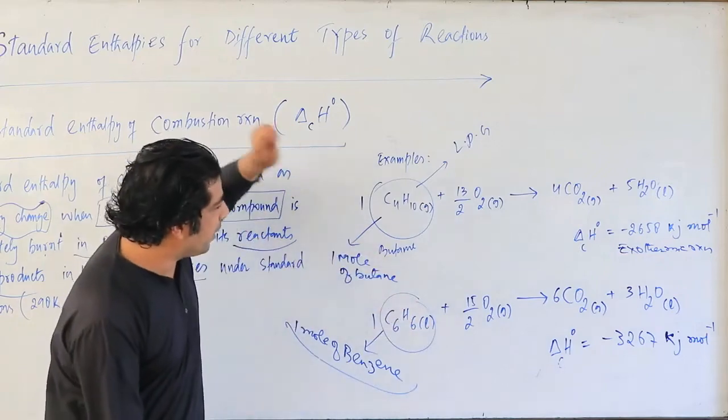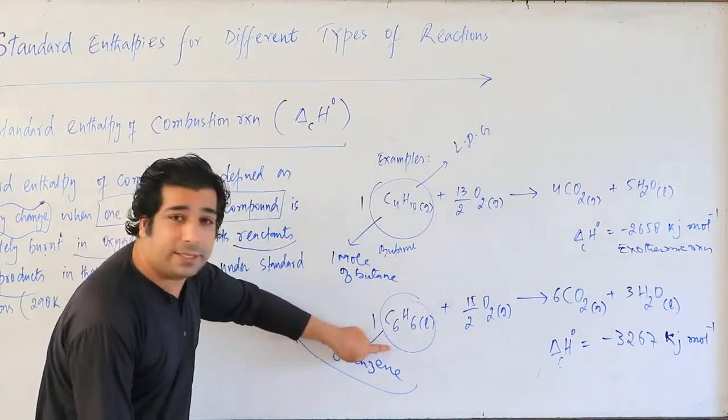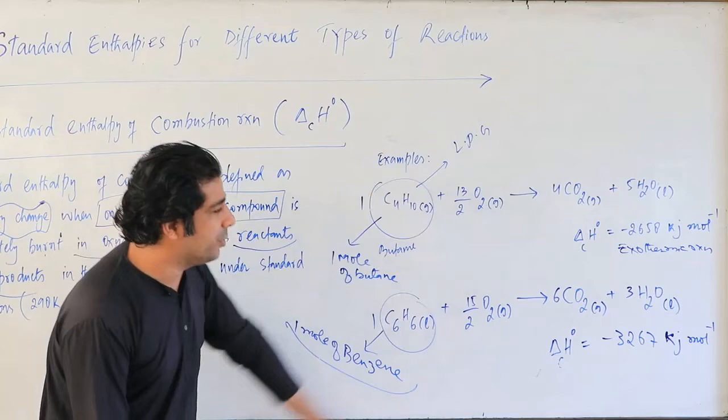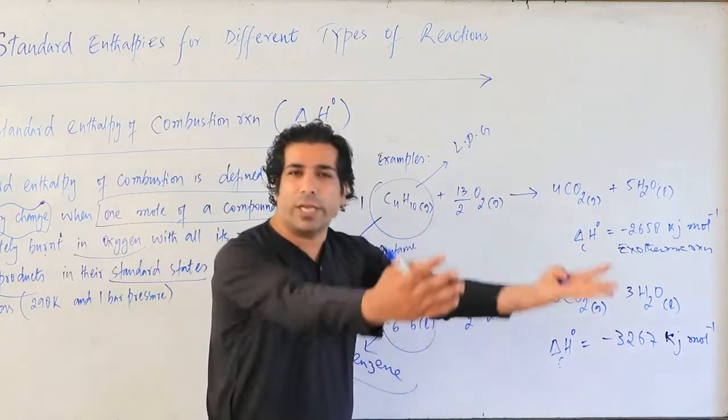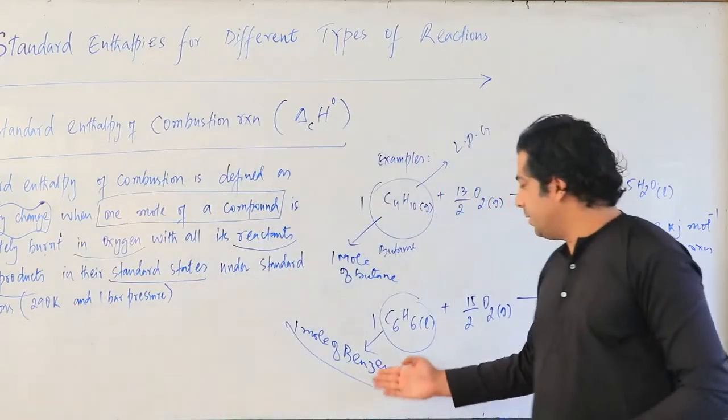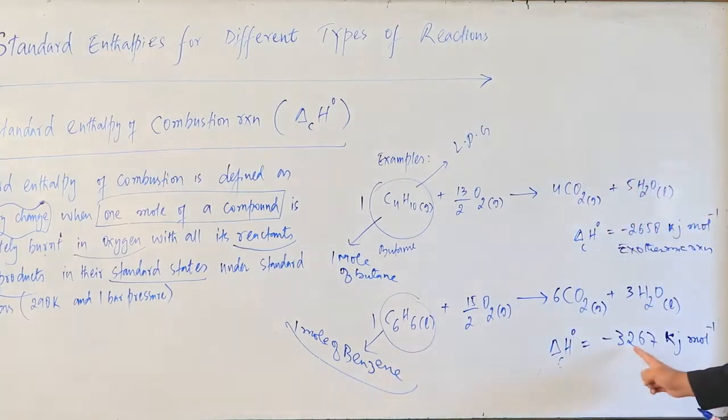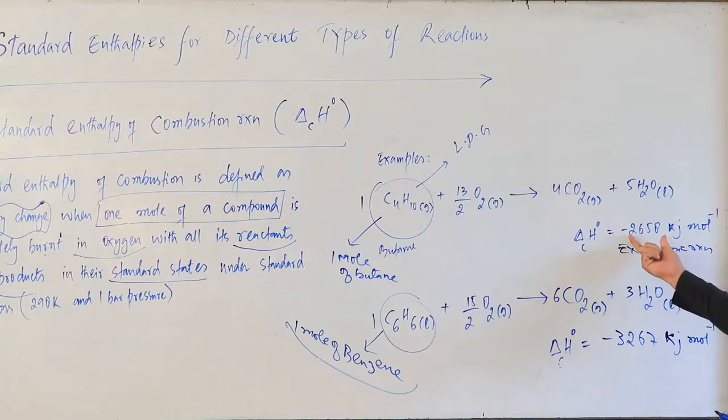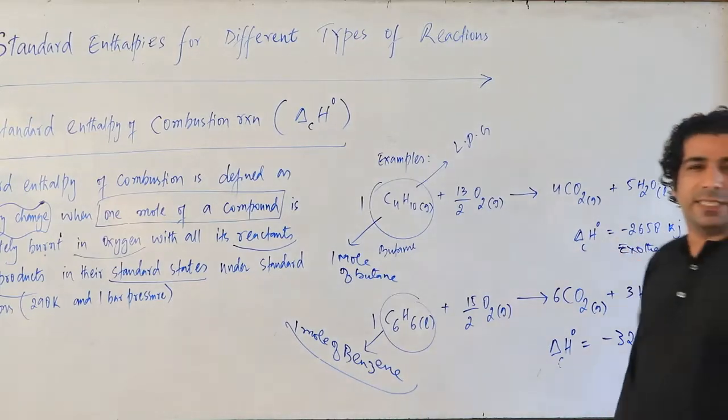Now, when you are burning 1 mole of butane or 1 mole of benzene, who is giving you more energy? Who is releasing more energy? Obviously, the benzene is giving more energy. You look here, 3267, and this is 2658. Why is benzene giving more energy?